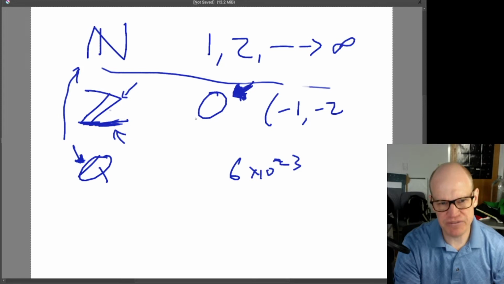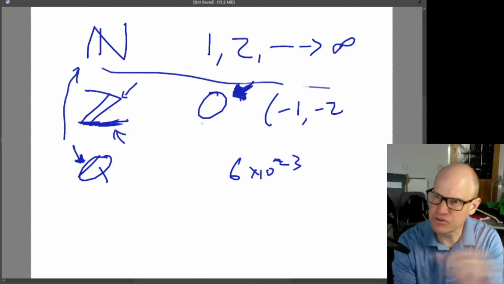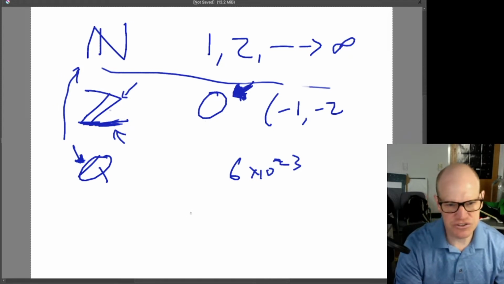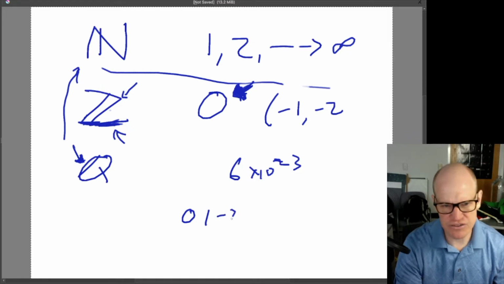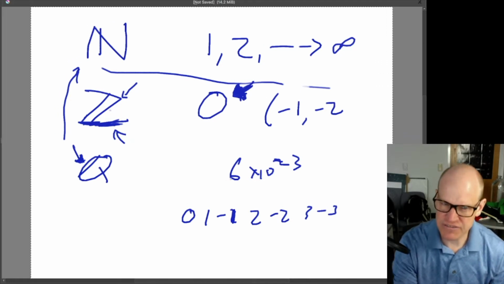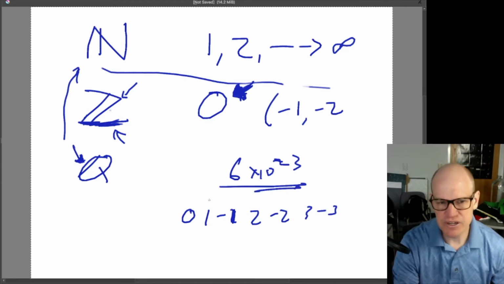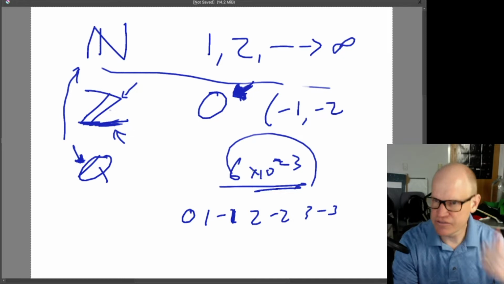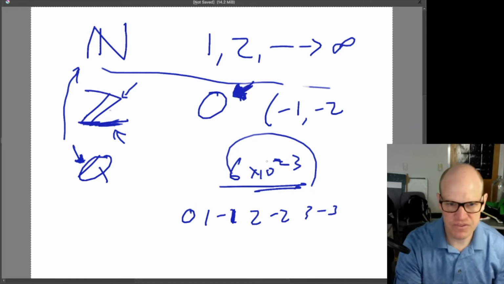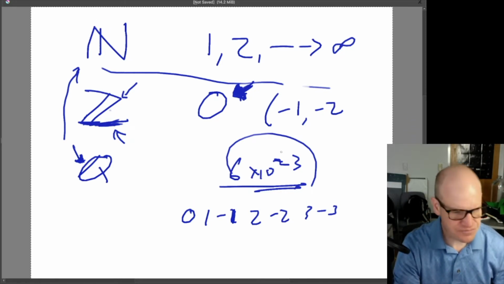The ordering scheme you have to use to make sure that you hit everything is that you start at 0 and then go 1, then minus 1, then 2, then minus 2, then 3, then minus 3. So it might take you twice as long. You'll have to count to 2 times 6 times 10 to the 23 before you arrive at this number. But you will get there, and there's still an infinite number of things into the distant future.